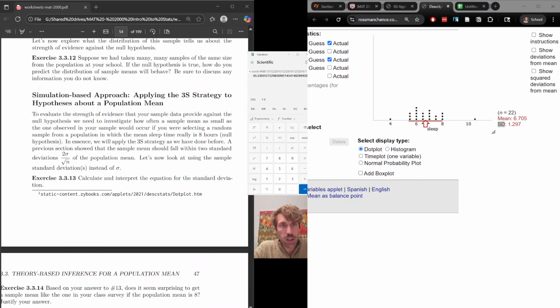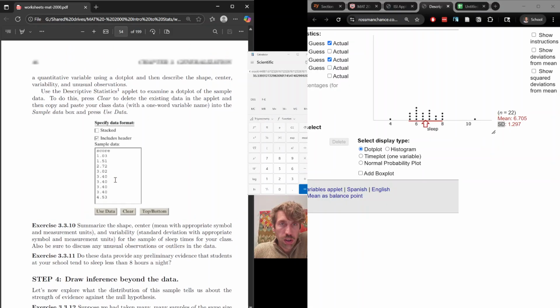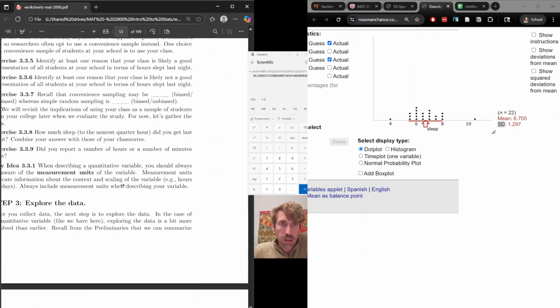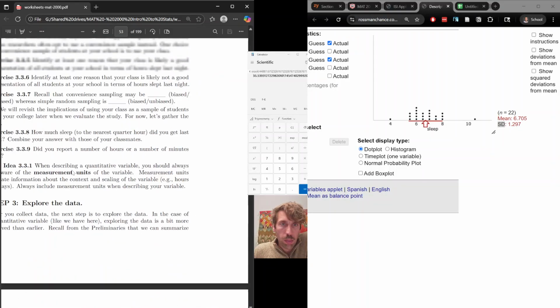Let's now look at using the sample standard deviation instead of sigma. So, in this case, we don't know sigma. Sigma is the Greek letter for the population standard deviation that we don't know. So we'll use S instead. Calculate and interpret the equation for the standard deviation. Okay, so here, that means we're going to use that equation from earlier. So the standard deviation of the sample is given further up.